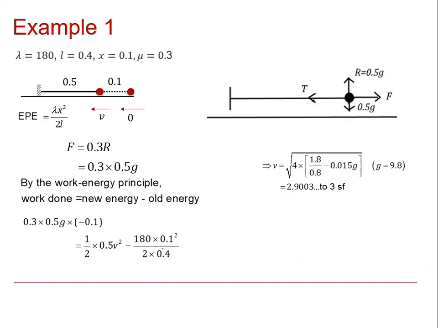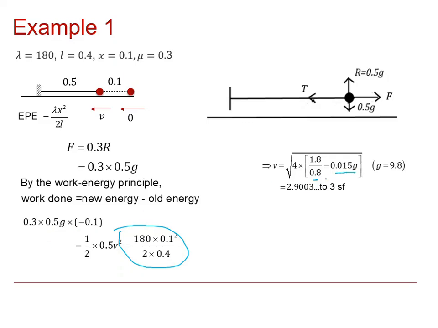It's not a dead trivial step, is it? You're going to have to move this term to the other side, and in the process simplify it. The top, 180 times 0.1 squared, is just 1.8. The bottom is 0.8. So that's where this term comes from. This one simplified, 0.3 times 0.5 is 0.15, and then you get 0.015, and it's got the minus sign. That's where that comes from.